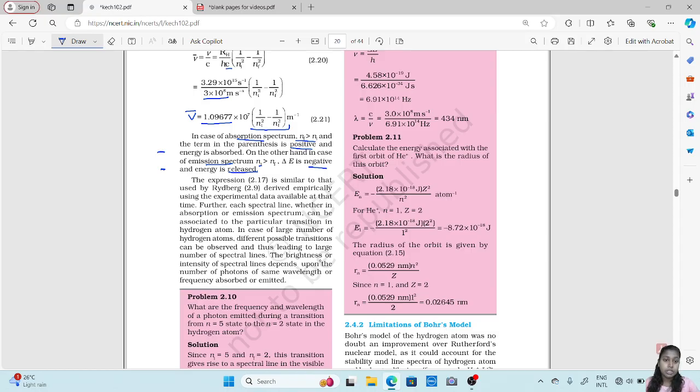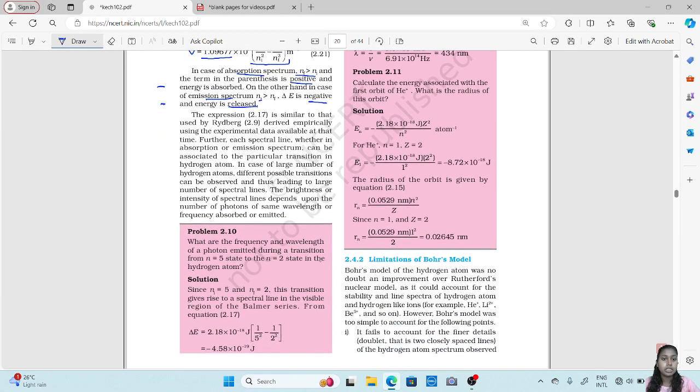And in case of emission spectra, it will be negative as you are coming from a higher level to a lower level. So the expression is similar to that used by Rydberg, derived empirically using the experimental data available at that time. So this is what Rydberg derived using his experimental data available at that time. Each spectral line, whether in absorption or emission spectra, can be associated with a particular transition in the hydrogen atom.